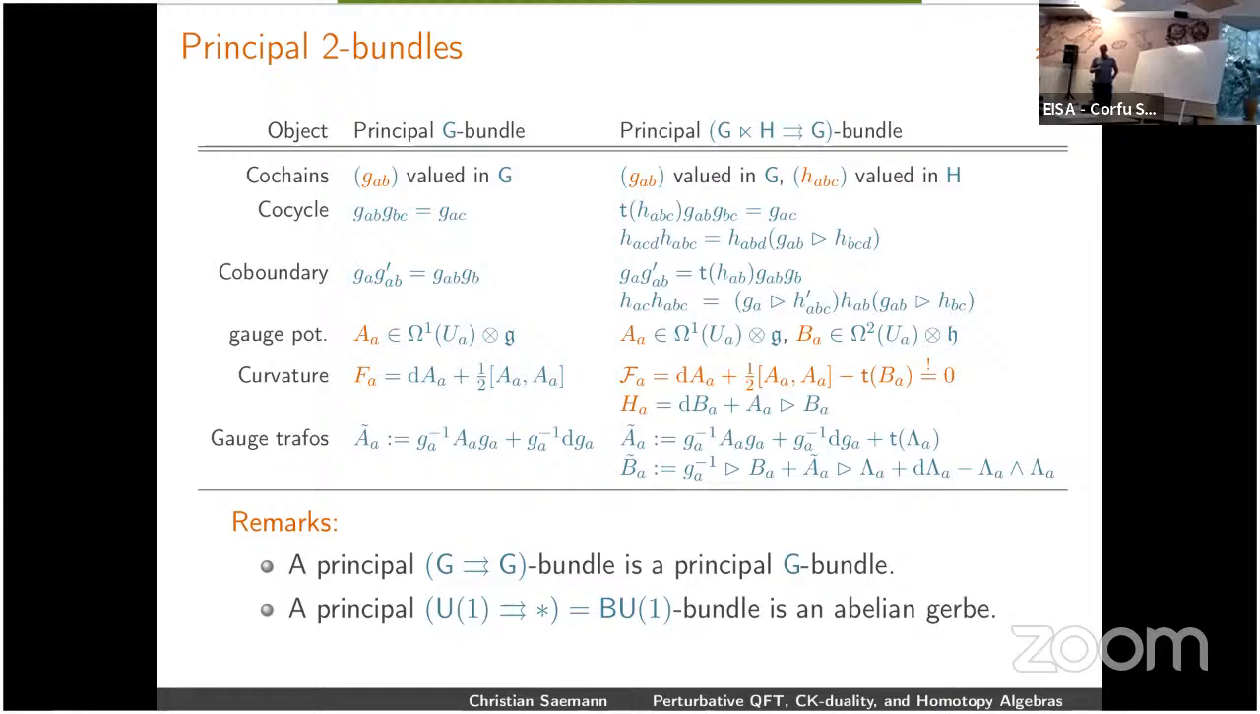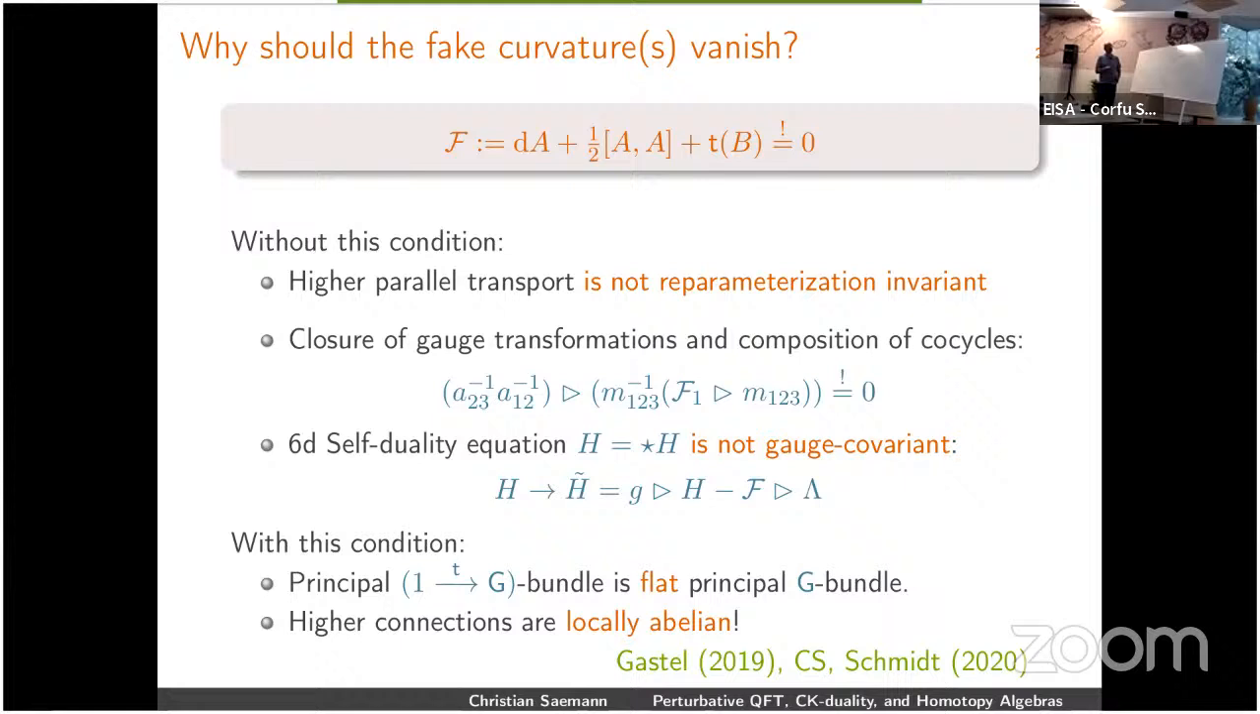So I mentioned this issue with the fake curvature vanishing, right? So this is zero. And so what happens without this condition? Why is it there? Well, first of all, higher parallel transport is not reparameterization invariant without imposing this condition, and this is a severe problem. Then second, and let me be very careful how I formulate this because of a discussion with Paolo in the past: if you want to close gauge transformations under composition of cocycles, you get this relation that needs to be satisfied. It's automatically satisfied if the cocycle relations are satisfied. However, you see here that's a curvature term, and generically there's no reason why this side should be zero. However, if this is zero, then this is automatically satisfied. So in a lot of these configurations, at least a lot of them that we want to study, the fact that the cocycle relations imply this relation also implies that the curvature is zero.